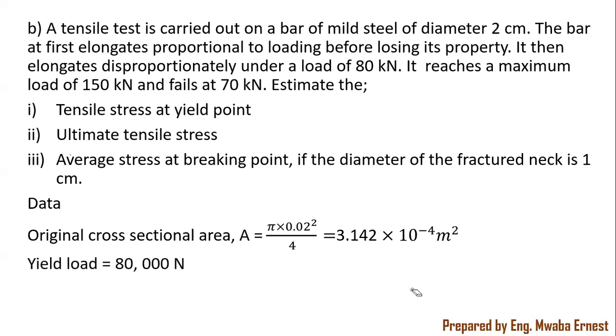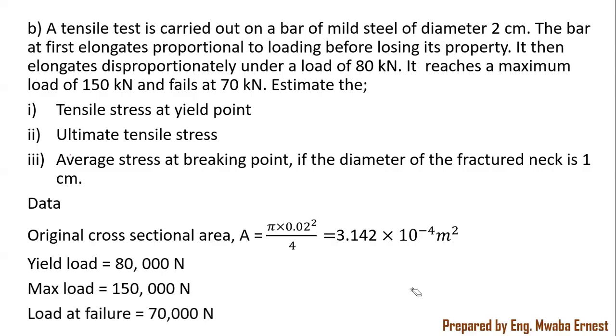Yield load, the load at yield point is 80 kilonewtons, which we are converting to 80,000 newtons. The maximum load, which is like our UTS, is 150,000. At failure, the force responsible is 70,000. So that becomes the load at failure.